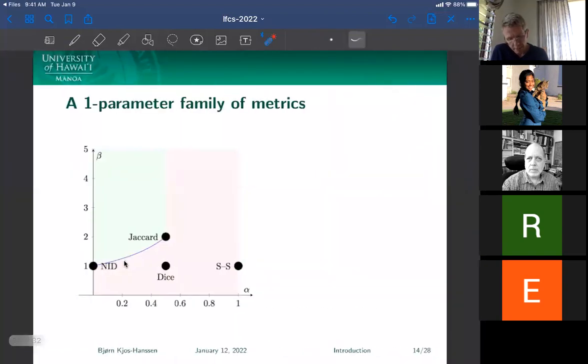Okay, and here we actually have a picture that shows this result in context. So the result is that we actually have a metric when we're in this green area. Every point in this green area represents a metric, and anything outside here is not a metric. So in particular, the Kjos-Hanssen dice and Simkivitch Simpson are out here in the not a metric area. I mean, it was already known that those are not metric, but now we see it in a big picture.